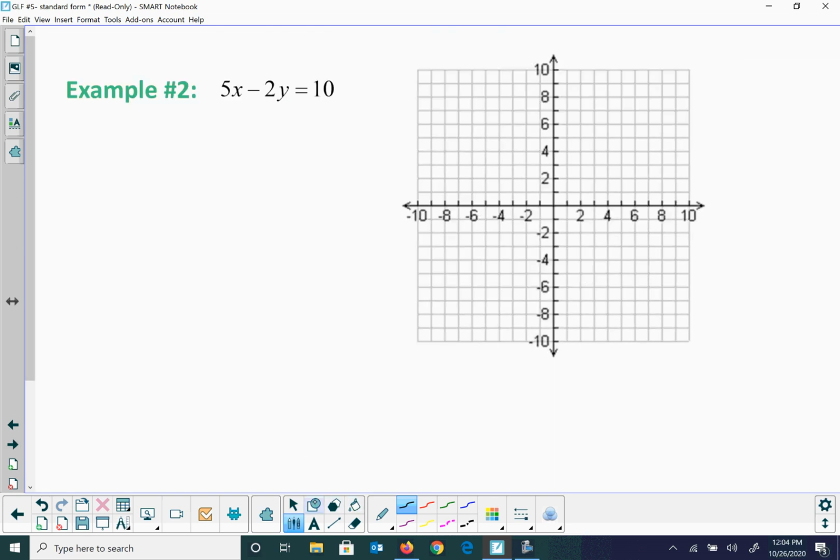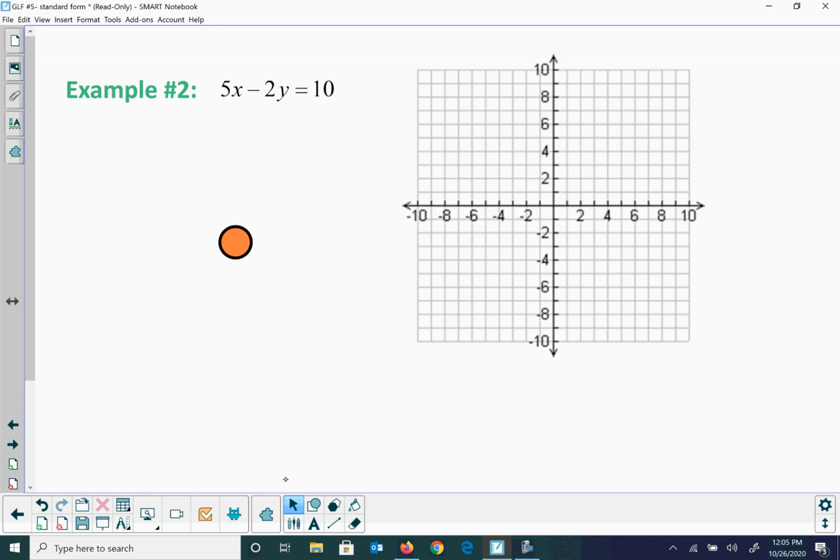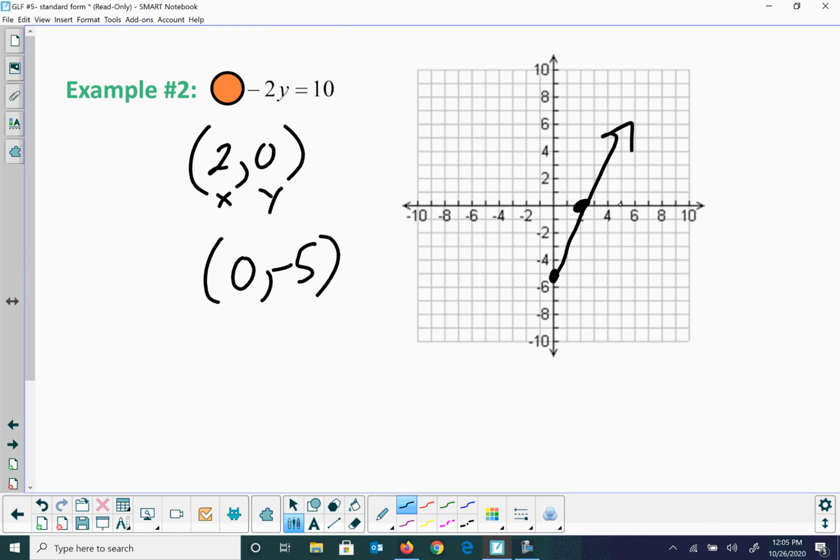So another cover method. Let's get another circle and fill it with orange. Let's cover up my y value. So 5 times what number gives me 10? That's right. So I'm solving for an x, because remember that's x comma y. And then -2 times what number gives me, so 2 zeros right here, -2 times what number gives me positive 10? And that would be -5. Again, we'll connect those dots to each other.